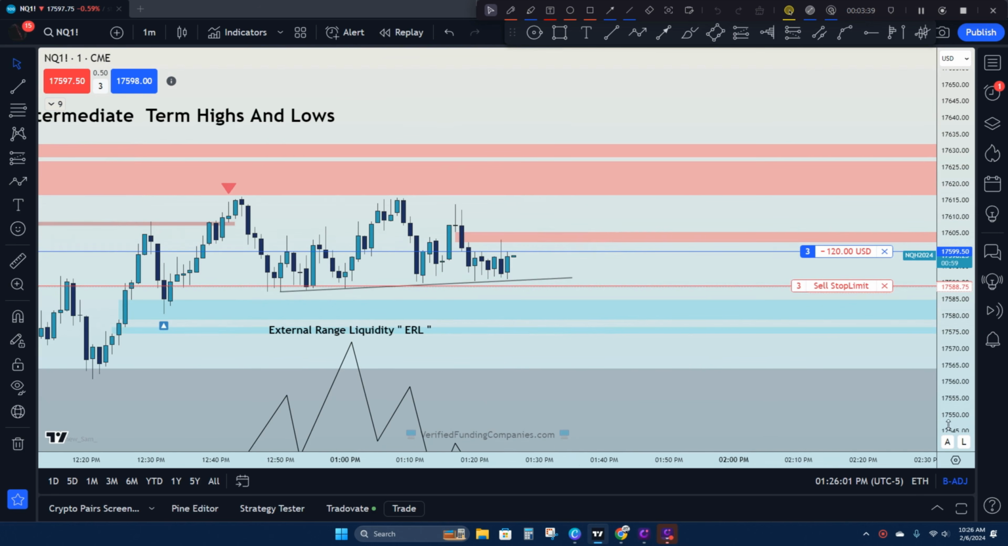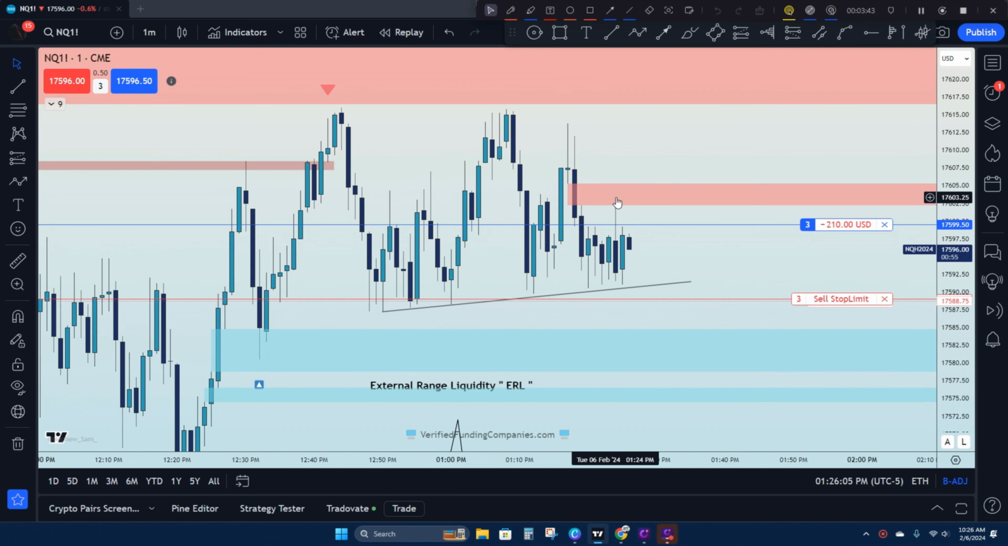All right, so I want to show you guys something. You see how price came into this fair value gap and it's left it. This is now an intermediate term high. We want to see how price reacts to this high now. Does it break it?